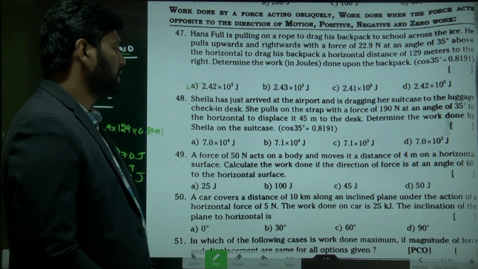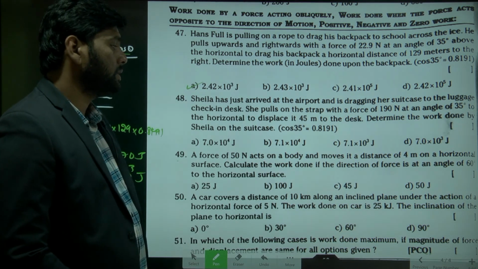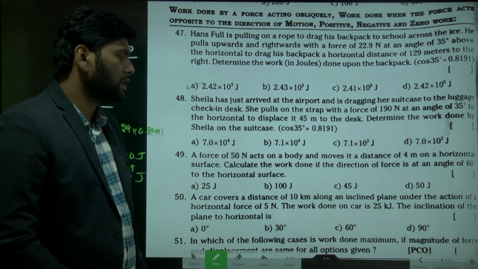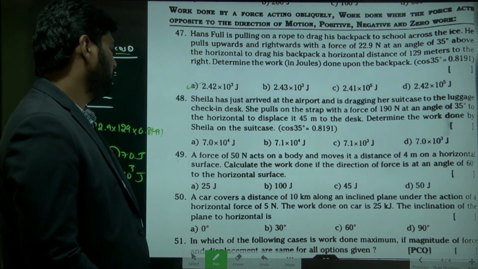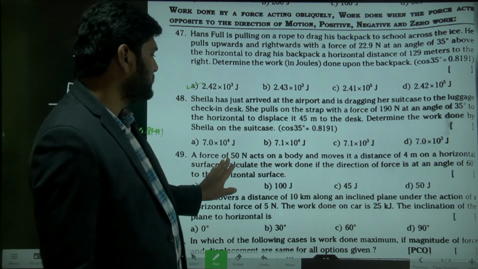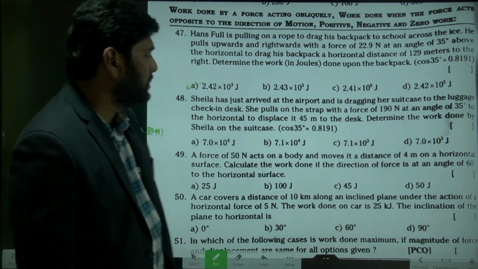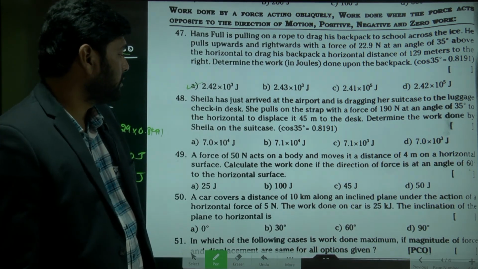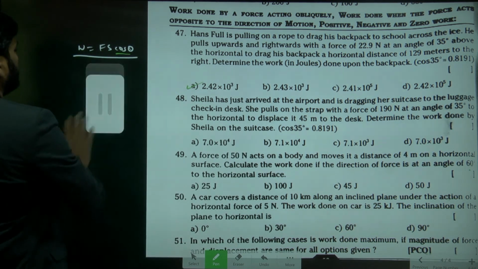A force of 50 newtons acts on a body and moves it a distance of 4 meters on a horizontal surface. Calculate the work done if the direction of the force is at an angle of 60 degrees to the horizontal surface. So this is also a similar kind. The applied force is 50 newtons and the distance is 4 meters. The angle is 60 degrees. So what is the formula here? F s cos theta.